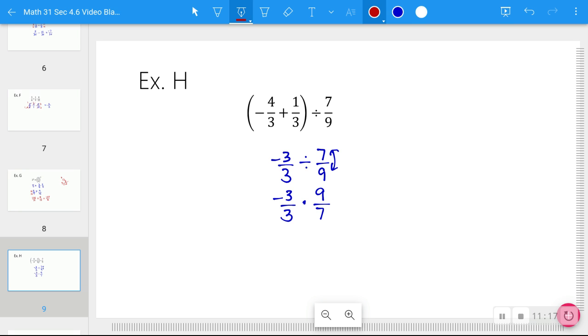Now that it's a multiplication, we can do some cross-canceling here. Divide these by 3. And your final answer is staring you right in the face here. It's going to be negative 9. That's what you get when you multiply across the top. And then 1 times 7 on the bottom. So you got your answer, negative 9/7.